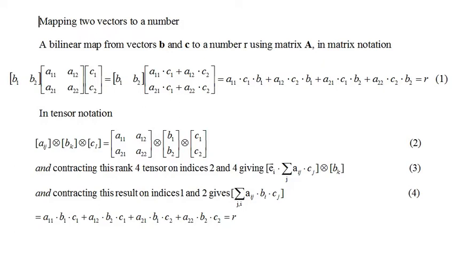Line 2 shows the tensor product of tensor A and vectors B and C. Line 3 shows the result of contracting the tensor product from line 2 on indices 2 and 4. And line 4 shows the result of contracting the tensor from line 3 on indices 1 and 2, giving the number R matching the matrix calculations.